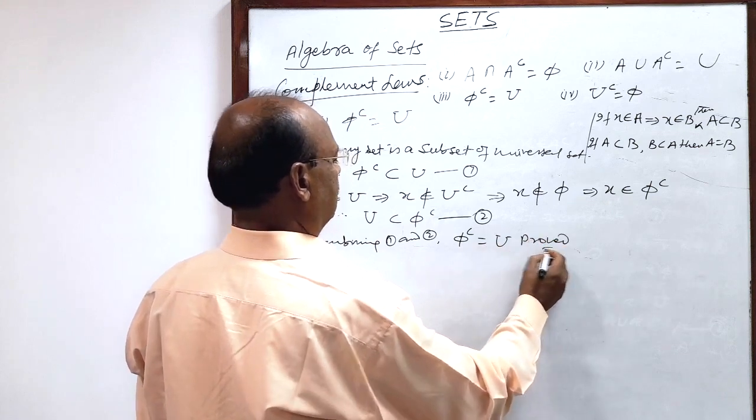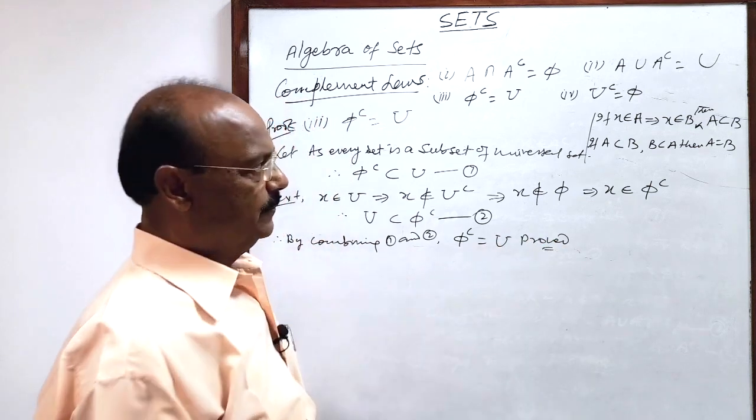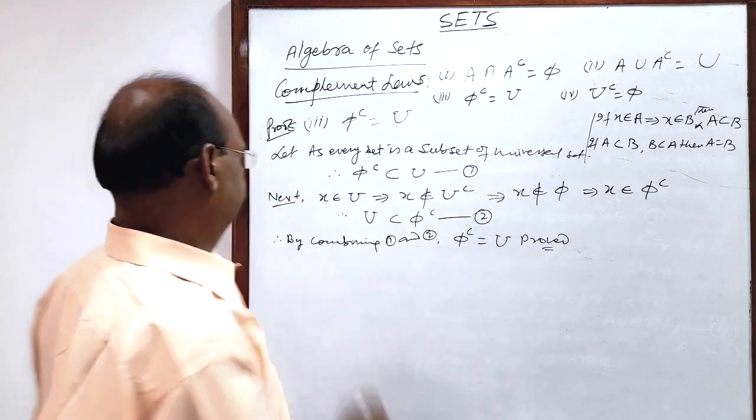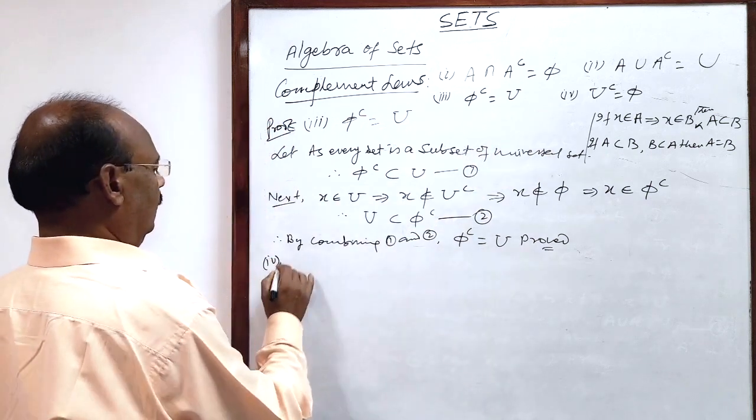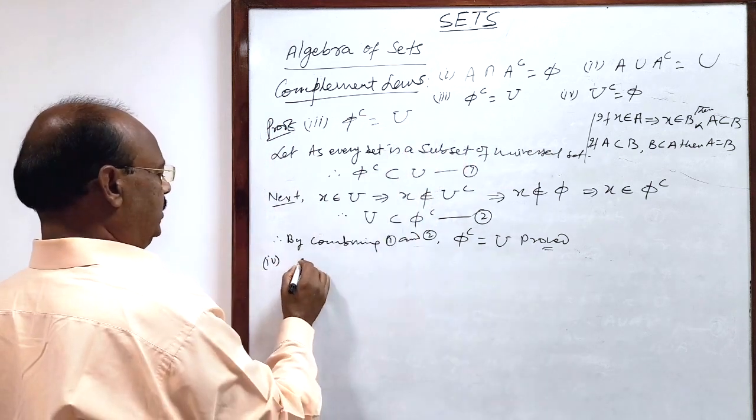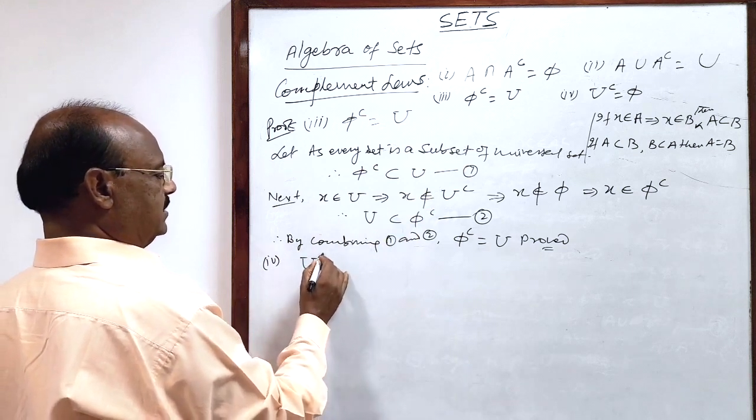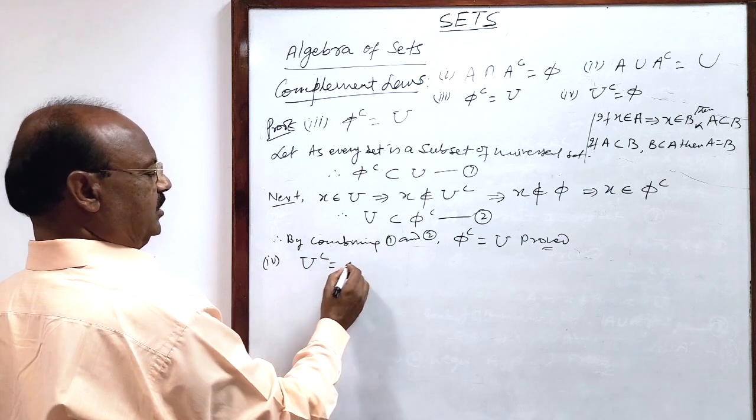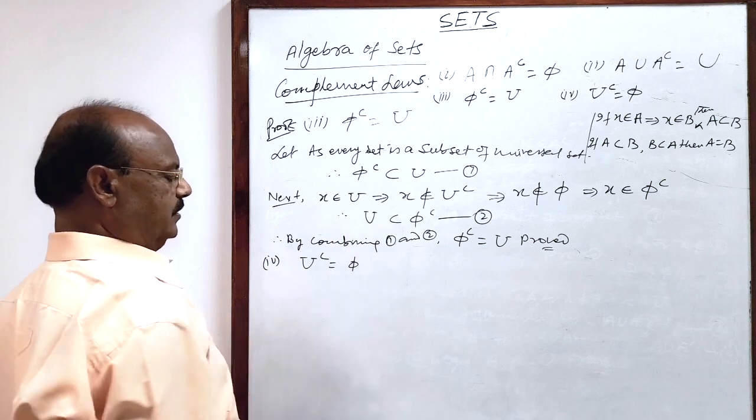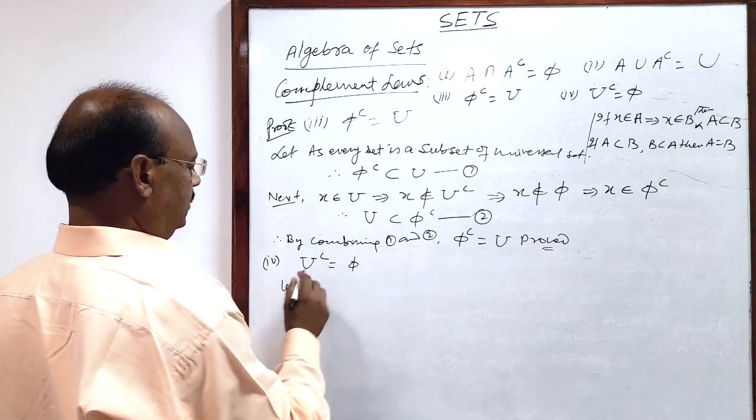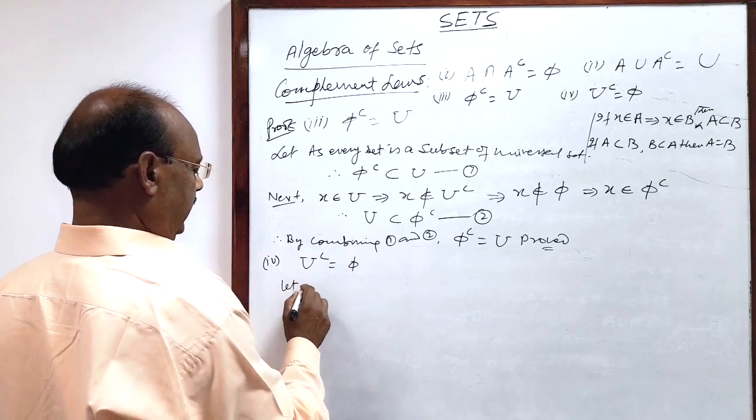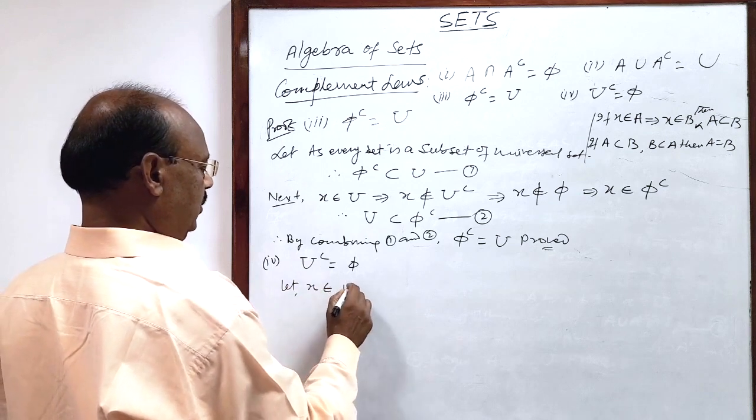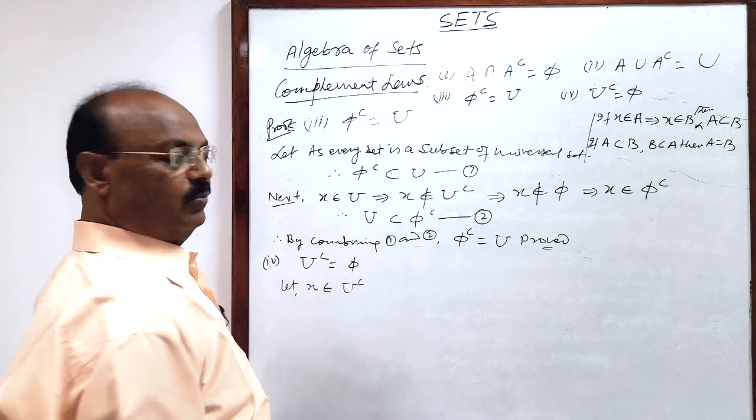So the third law is also being proved here. Now let us see the fourth law, which is: the complement of the universal set is equal to the null set. Let us start with x being any element belonging to U complement.